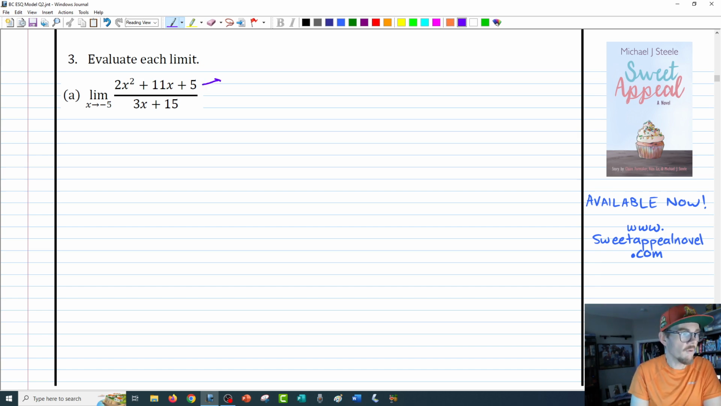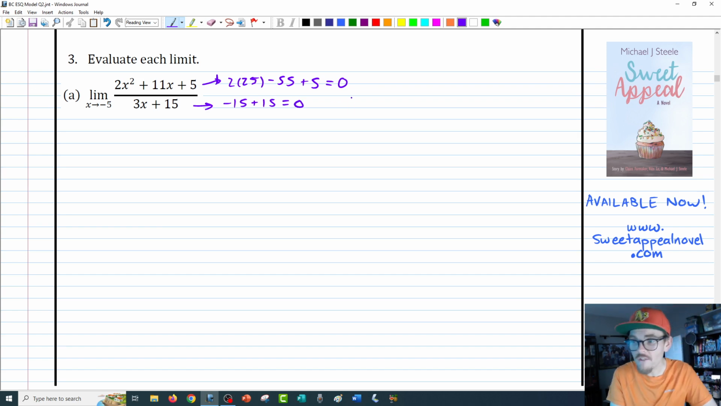So in this first limit, which I'm sure you've already 4x plus 11'd in your head, I want to first plug in -5 and make sure this works. So this is 2 times 25 minus 55 plus 5. That's going to be 55 minus 55 is 0. Good stuff. And then down below, pretty obviously, -15 plus 15 is 0. So this combination tells us that we have an indeterminate form. Rich vocabulary, get it all into the video. But this means we are eligible to use L'Hopital's rule. So I'm going to use L'Hopital's rule.